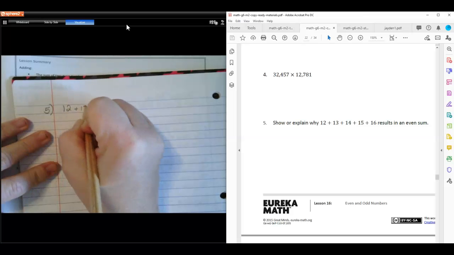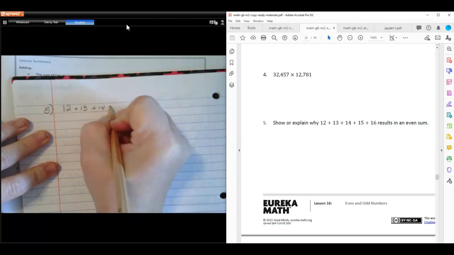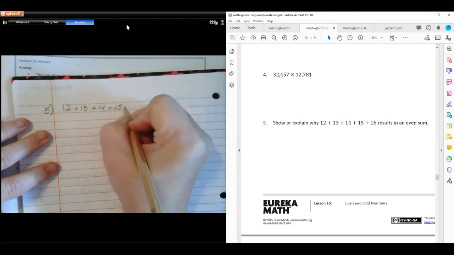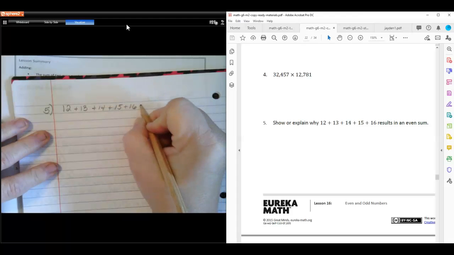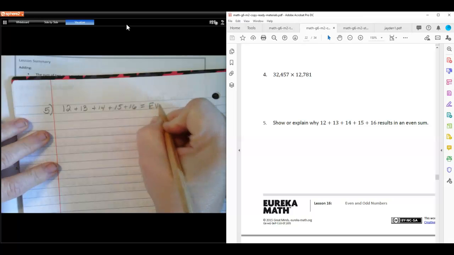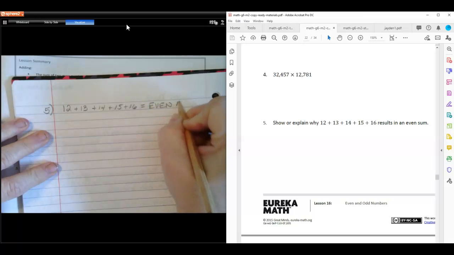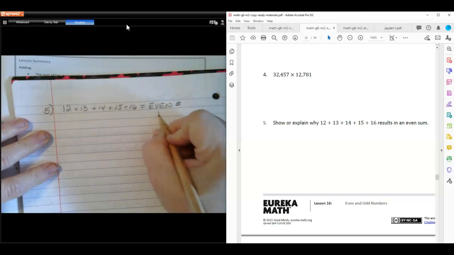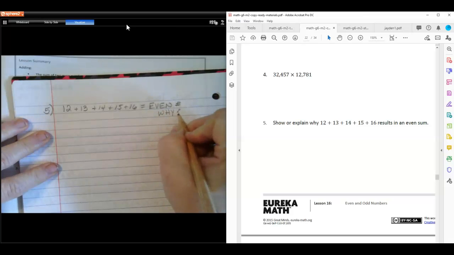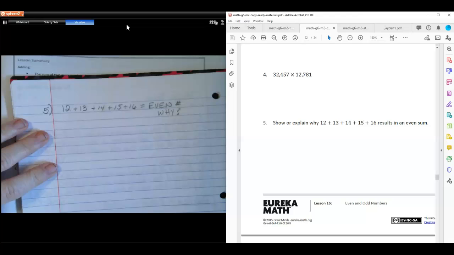So 12 plus 13 plus 14 plus 15 plus 16 equals an even number. Why? That's what it wants to know. Why is that? So I want you to think this through, see if you can come up with the answer, and then I will show it to you after you put your answer in.